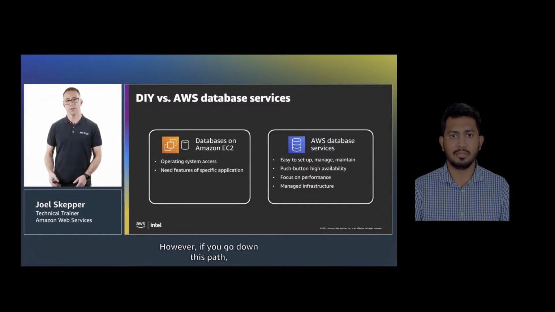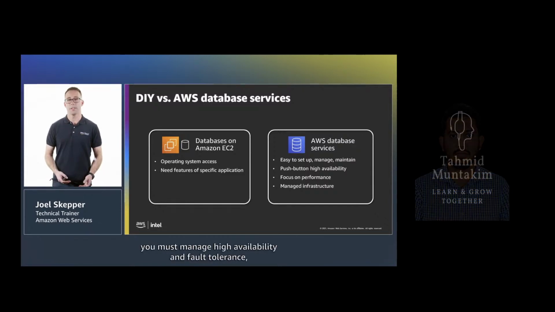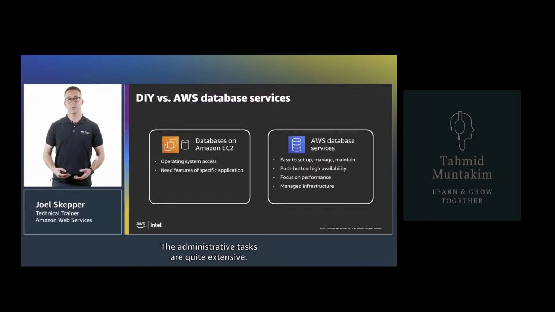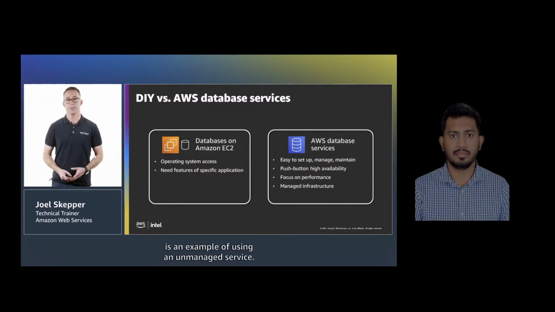However, if you go down this path, you must manage high availability and fault tolerance, database backups, primary, secondary replication, operating system and database engine patches, etc. The administrative tasks are quite extensive. Running a database on EC2 is an example of using an unmanaged service.